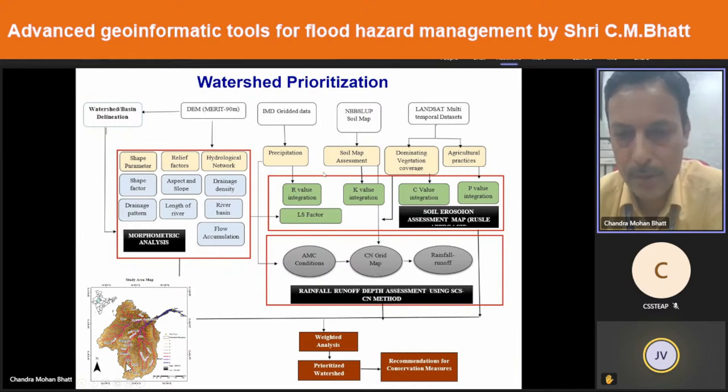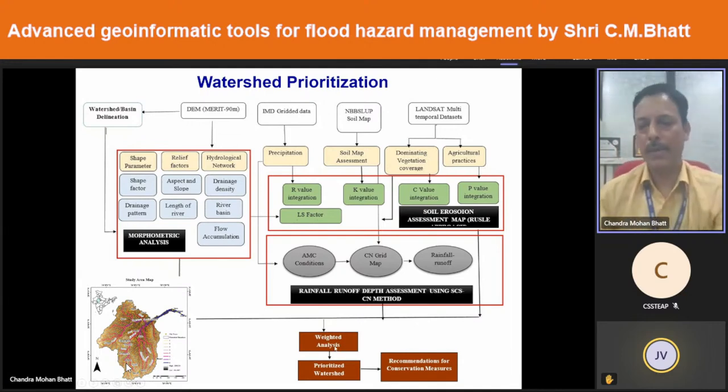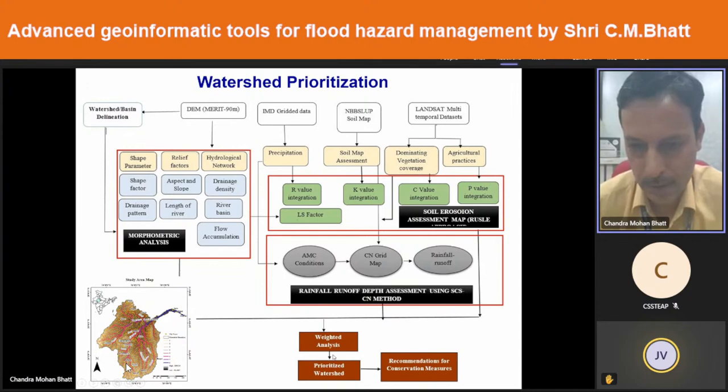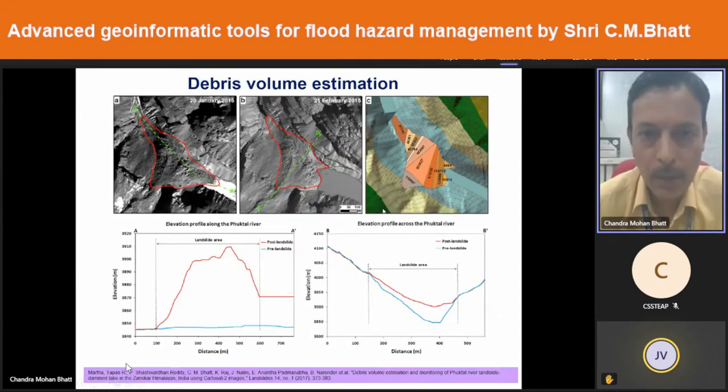If we have precipitation, and these days satellites give you precipitation data, along with a soil map, vegetation and agriculture practices, you can do the SCS curve number runoff or the RUSLE method. There are different kinds of soil erosion risk assessment methods to prioritize our watersheds. In that, remote sensing has a very important role.